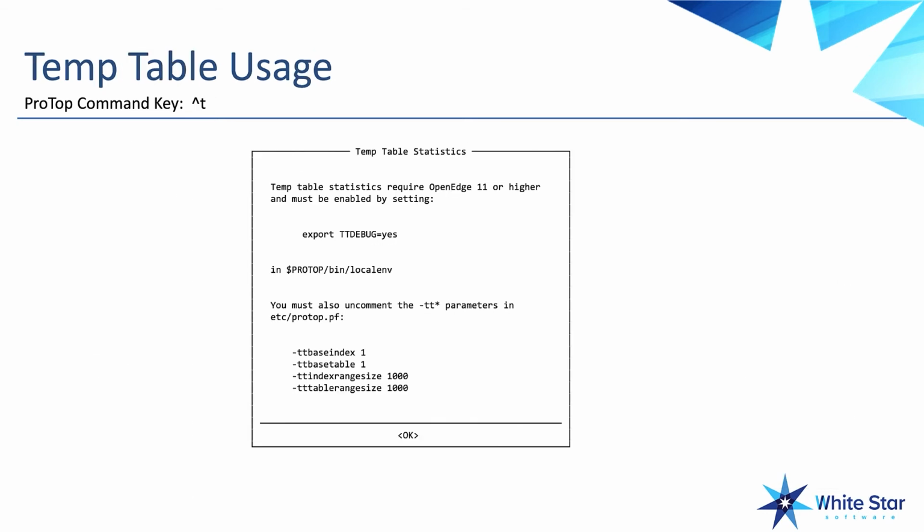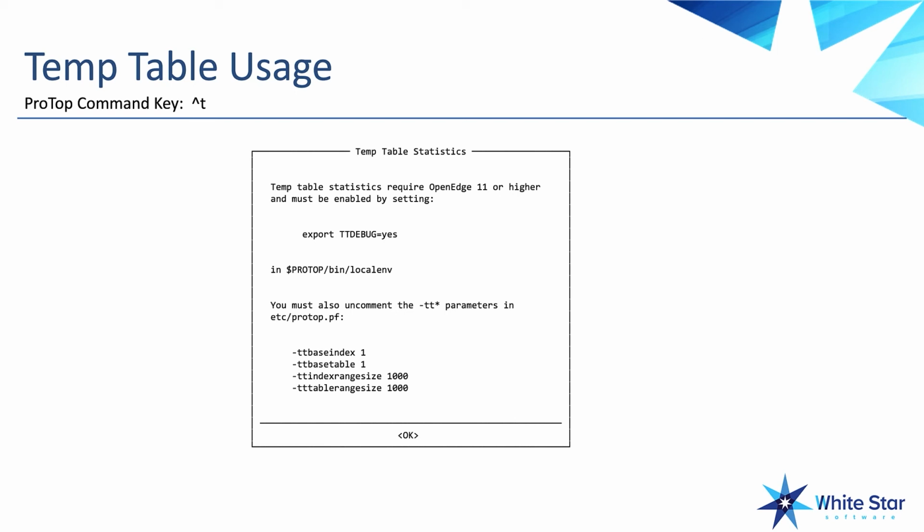Or temp table usage. In a modern Progress application, you're using a lot of temp tables and ProDataSets to organize your data, to cache it locally, to do things like that. And there are statistics available about your temp table usage. They're kind of hard to get to. There's a very arcane API that you have to call, but there's some sample code in ProTop that will help you to do this.